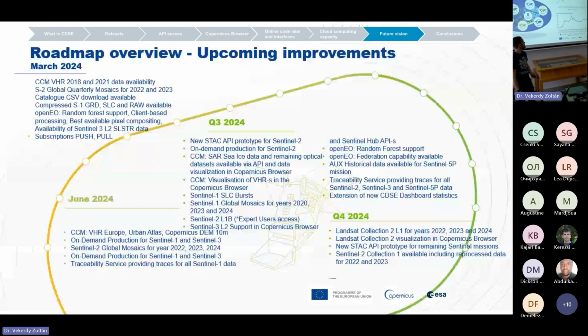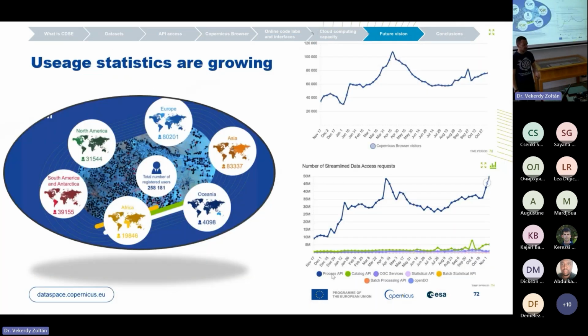Upcoming developments. We are now at Q4 2024. So Landsat data is coming, hopefully including visualization of Landsat data in Copernicus browser before the end of the year. Our new STAC API is coming. And Sentinel-2 has been reprocessed right from the start with the standards of collection 1. This is already available in the dataset.